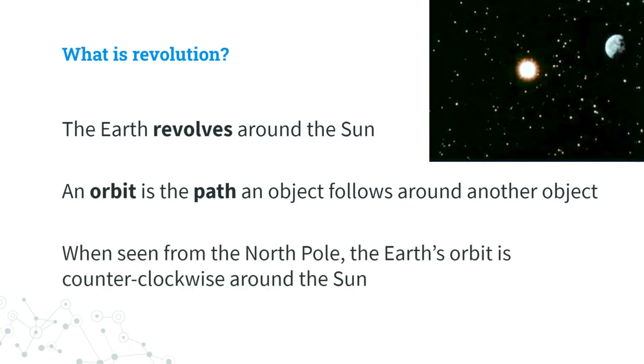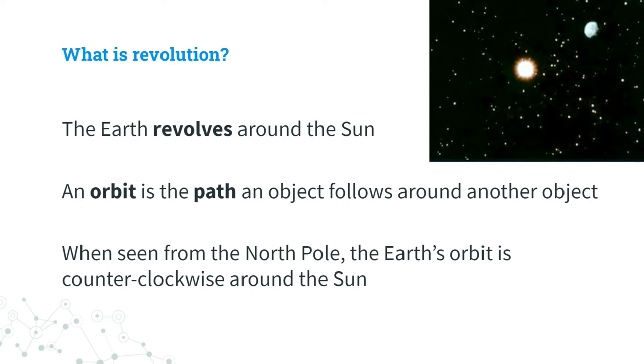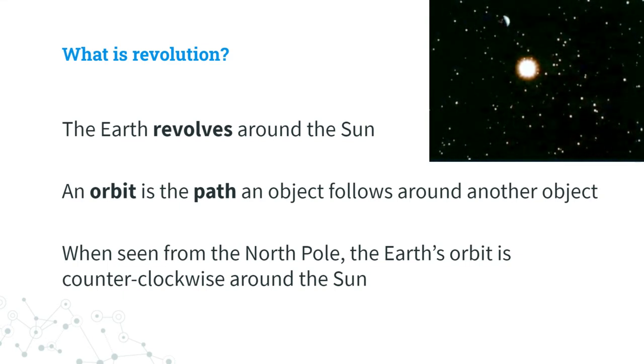Again, if we were up in space, above the north of the Earth and looking down at the solar system, the Earth's orbit would be counterclockwise, as you can see in this animation. Pause here and add to your notes, and definitely make a drawing of the Earth revolving around the sun in its path called an orbit.